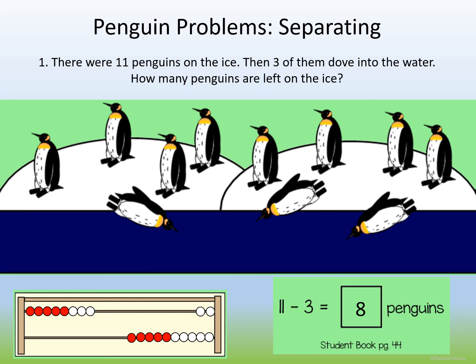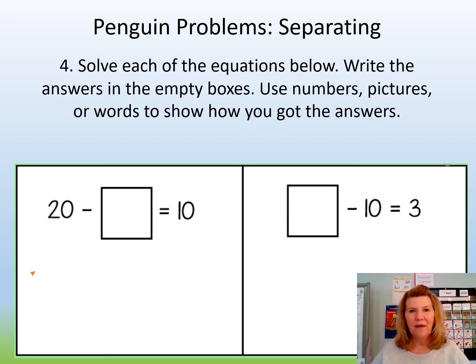Another separating problem. Solve each of the equations below. Write the answers in the empty boxes. Use numbers, pictures, or words to show how you got the answer. For the first problem, I chose to use baseballs because it's baseball season and I'm missing my Mariners. So it says 20 minus box equals 10.